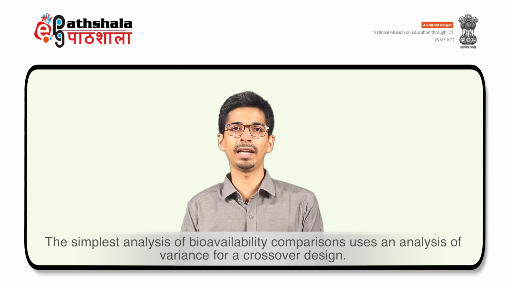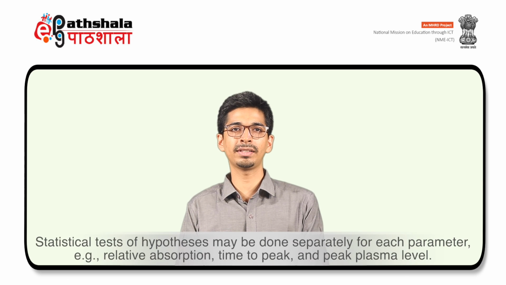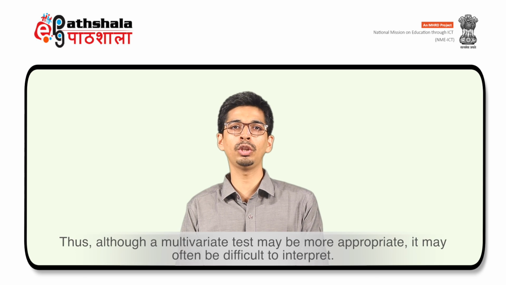The simplest analysis of bioavailability comparisons uses an analysis of variance for a crossover design. Statistical tests of hypothesis may be done separately for each parameter, for example, relative absorption, time to peak and peak plasma level. This method involves the easiest computation and interpretation but does not take into account multiple statistical tests and correlation of the parameters. Thus, although a multivariate test may be more appropriate, it may often be difficult to interpret.